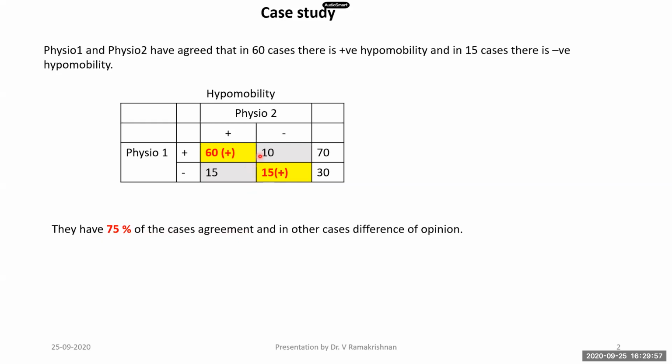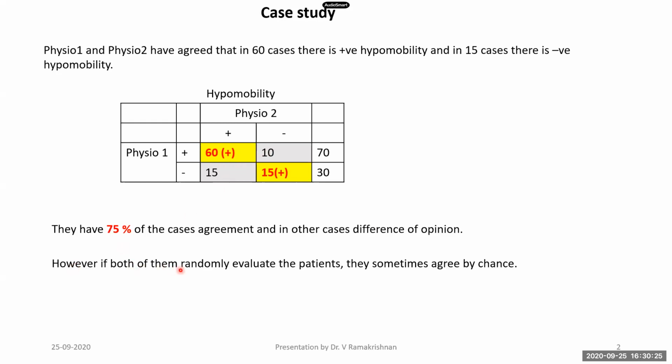Why? Because the total is 100 patients. So 75 by 100 is 75%. And they have 75% of the cases agreement, and in other cases, difference of opinion. This 10 and 15, they have difference of opinion. Because Physio 1 says positive for them, Physio 2 says negative for them. Physio 1 says negative for this 15, Physio 2 says positive for them. So there is a disagreement in these 25 cases.